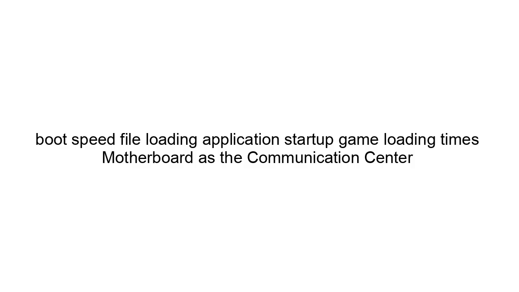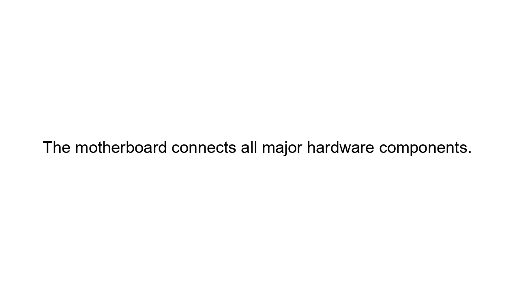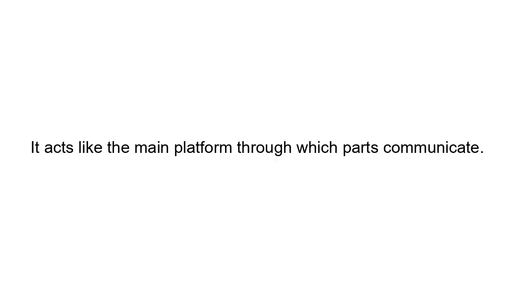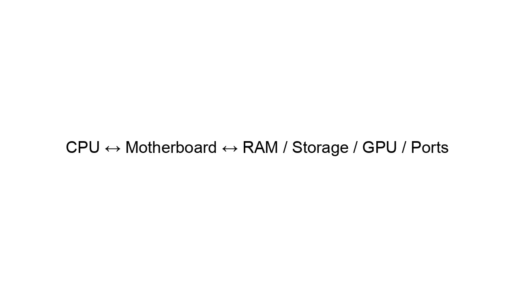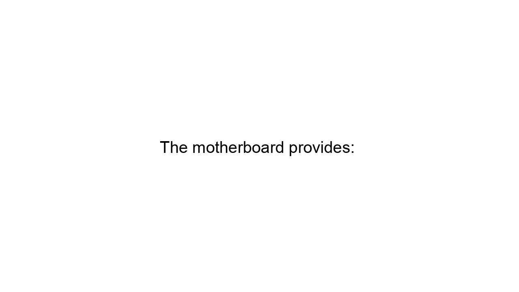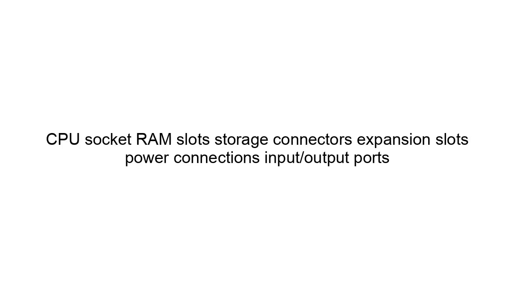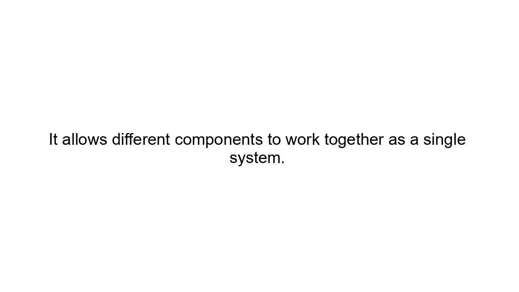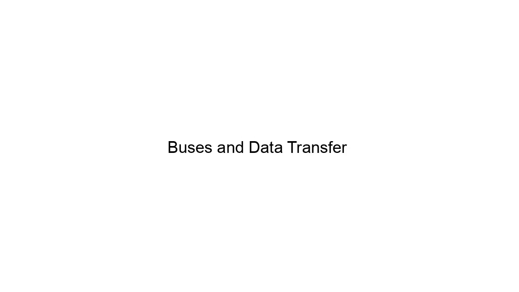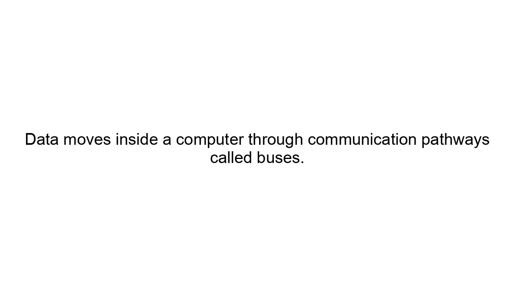Motherboard as the communication center. The motherboard connects all major hardware components. It acts like the main platform through which parts communicate. Example concept: CPU, through the motherboard, to RAM, storage, GPU, ports. The motherboard provides the CPU socket, RAM slots, storage connectors, expansion slots, power connections, and input-output ports. It allows different components to work together as a single system. Buses and data transfer. Data moves inside a computer through communication pathways called buses.